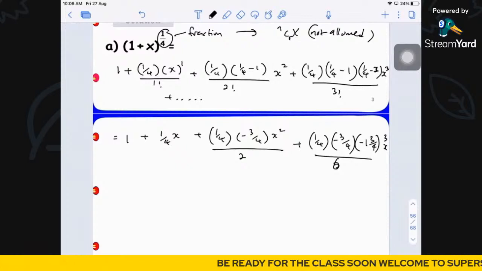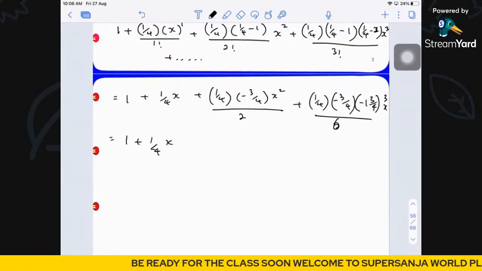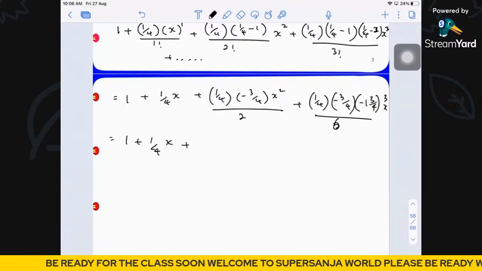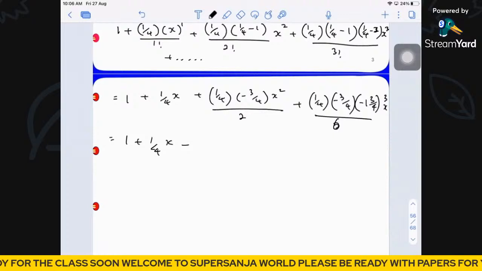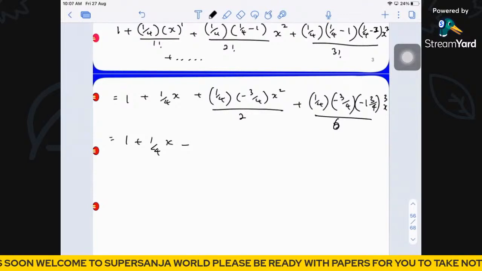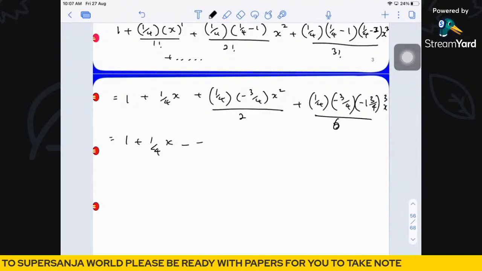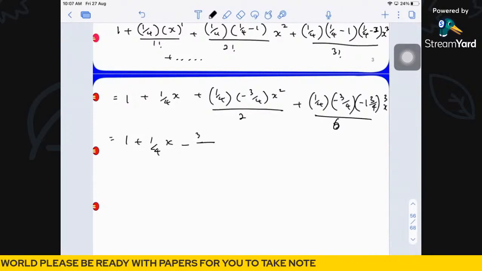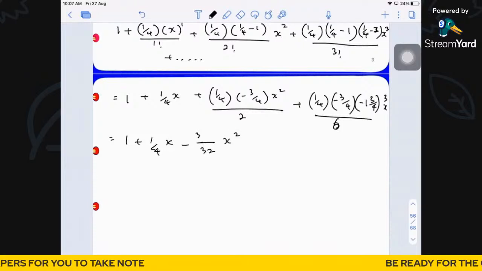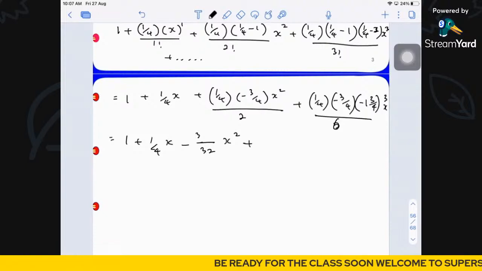So now I can calculate this: 1 plus 1 over 4x plus, okay, can you please calculate this for me? 1 over 4 times negative 3 over 4 divided by 2 there. I'm very sure you get negative 3 over 16 divided by 2 is 32 there. So x square. You can see that. Okay, 16 times 2 there. Okay, this will become positive again.